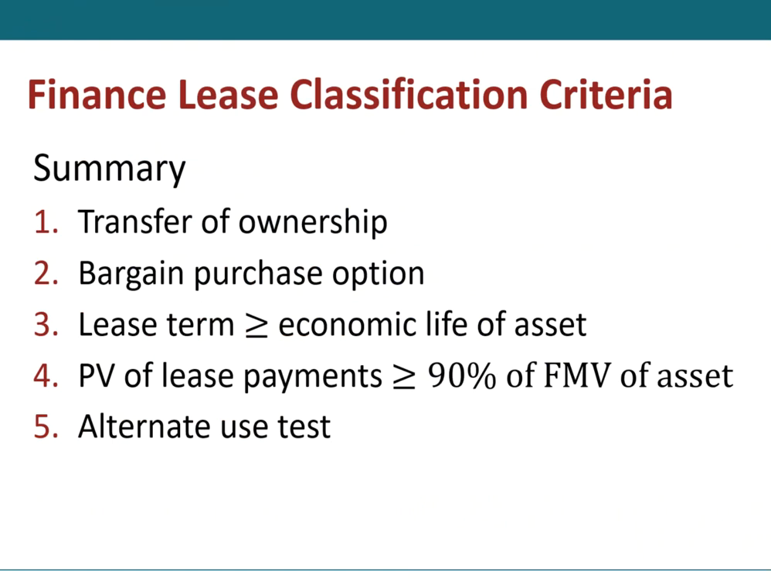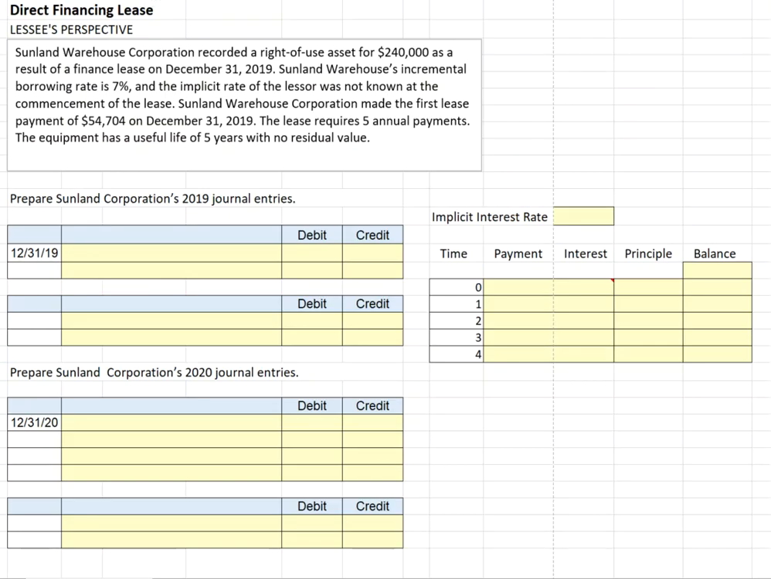So again, to summarize, a lease is considered a finance lease if it's non-cancelable and meets any of the 5 lease tests. There's a transfer of ownership, a bargain purchase option, the lease term is greater than 75% of the economic life of the asset, the present value of lease payments is greater than 90% of the fair market value of the asset, or there's no alternative use for the property. Let's walk through an example of a financing lease from the lessee's perspective.